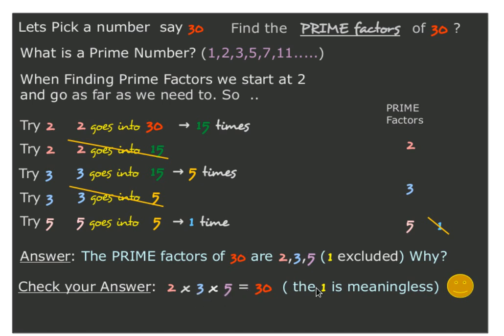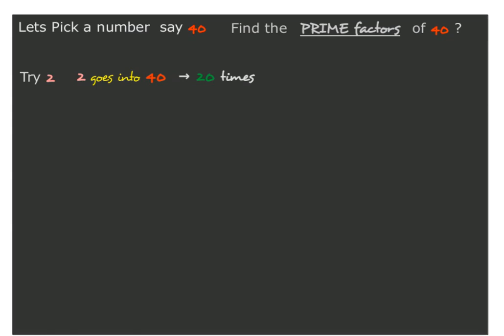The 1 is kind of meaningless, and I'll explain why. Because 1 times 30 is 30. So it doesn't matter how many times you've got 1. 1 is repetitive. And we're not worried about the 1 in this case. Okay. Let's do another one. Let's pick a number, say 40. Because now you're going to see why I picked the number 40 shortly.